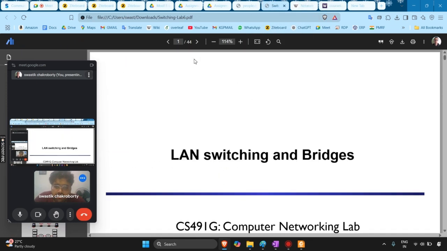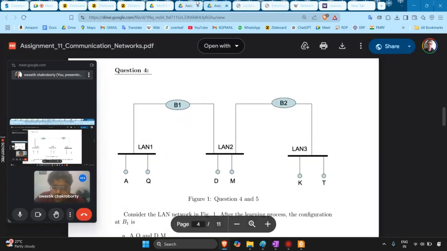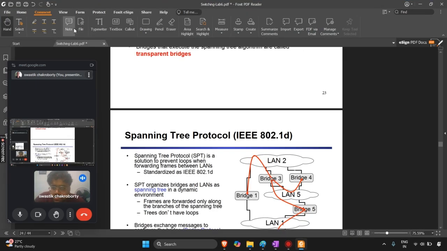Now, once we have this, we will go to the assignments. We'll solve the assignments and we will end it there. Let's look at the assignments.